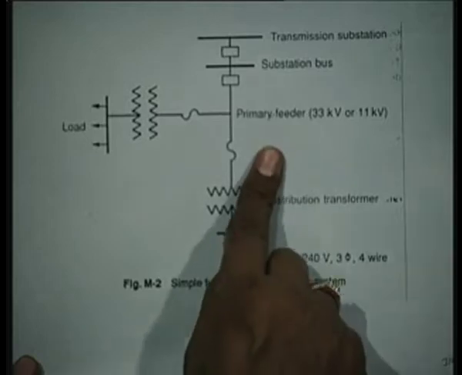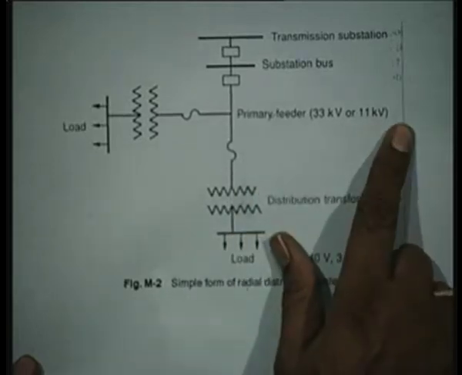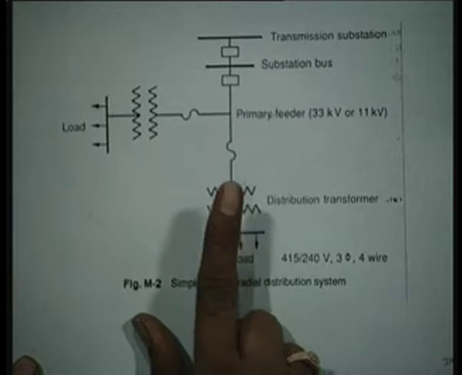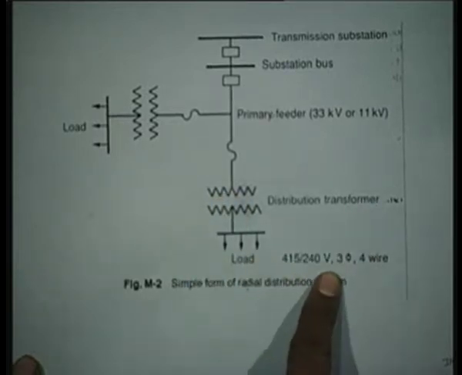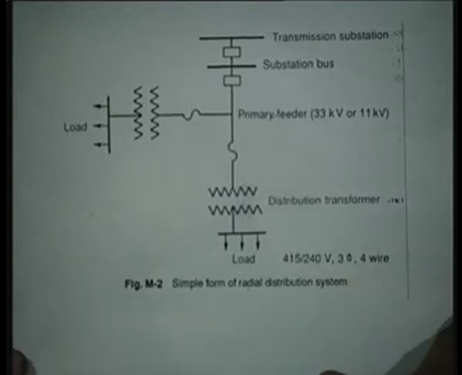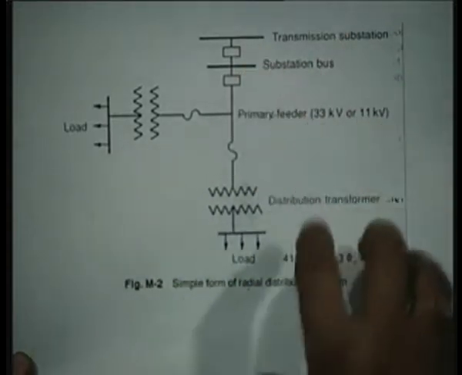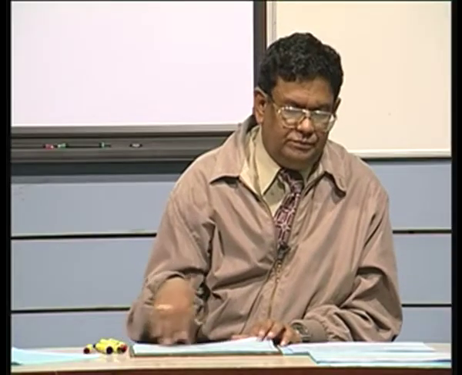So, there is a substation bus, a transmission substation, primary feeder either 33 kV or 11 kV, the transformer, load, distribution transformer and load, which is 415 to 240 volts, 3 phase 4 wire systems. So, this is really coming back in full force, though it is less reliable as we said already, but then you can always build in reliability, see that there are no faults, and even if faults take place, they get removed quick time.